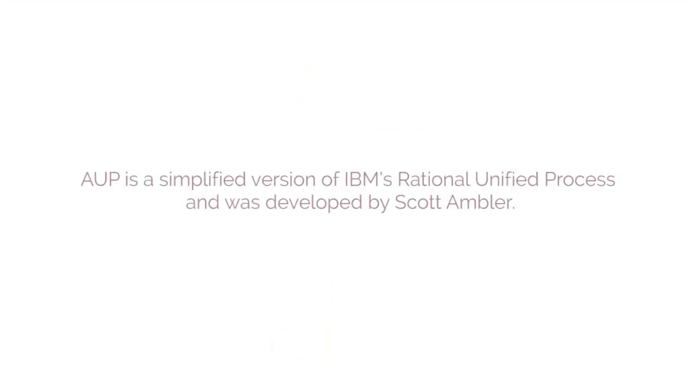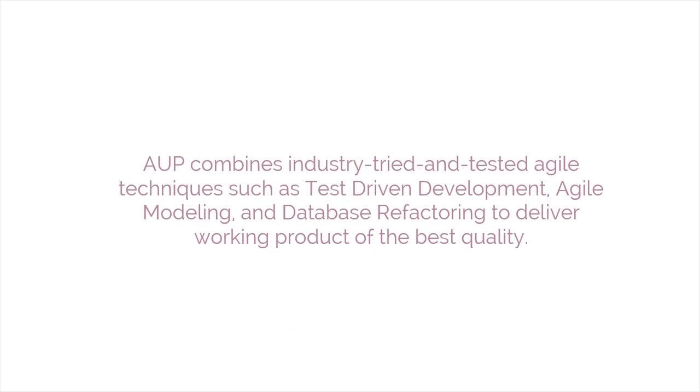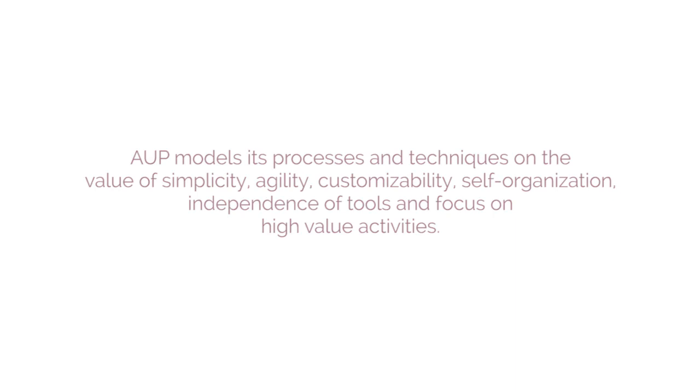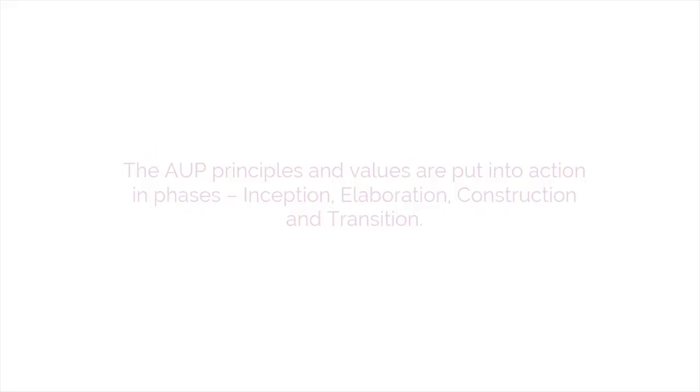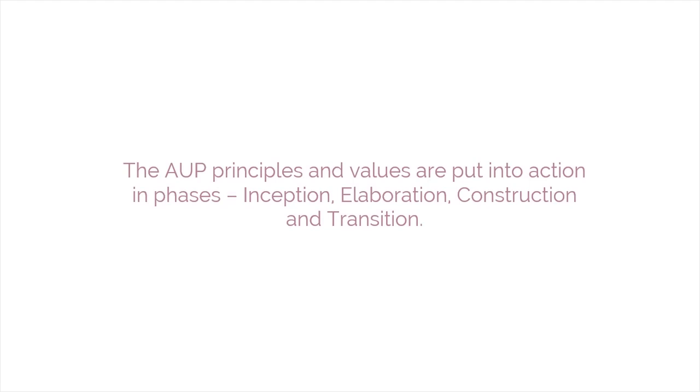AUP is a simplified version of IBM's Rational Unified Process and was developed by Scott Ambler. AUP combines industry-tried and tested Agile techniques such as test-driven development, Agile modeling, and database refactoring to deliver a working product of the best quality. AUP models its processes and techniques on the values of simplicity, agility, customizability, self-organization, independence of tools, and focus on high-value activities. The AUP principles and values are put into action in phases: inception, elaboration, construction, and transition.